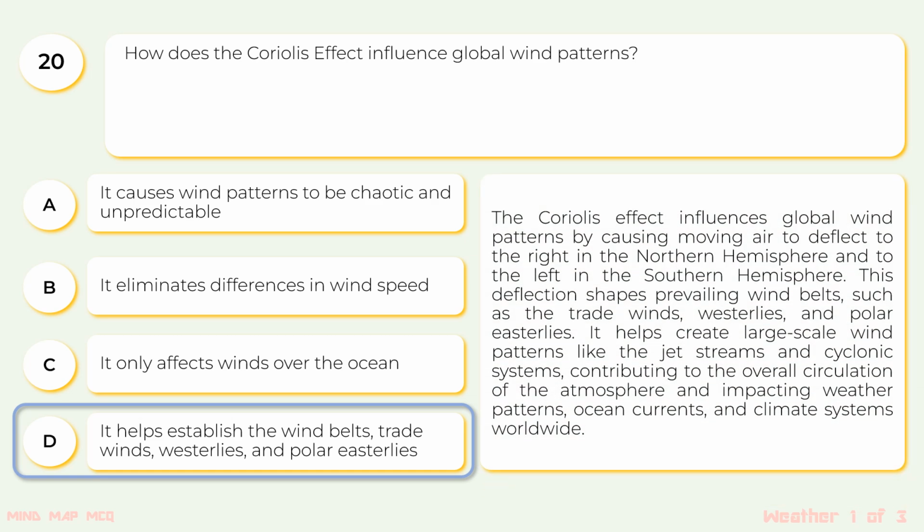The Coriolis effect influences global wind patterns by causing moving air to deflect to the right in the northern hemisphere and to the left in the southern hemisphere. This deflection shapes prevailing wind belts such as the trade winds, westerlies and polar easterlies. It helps create large-scale wind patterns like the jet stream and cyclonic systems, contributing to the overall circulation of the atmosphere and impacting weather patterns, ocean currents and climate systems worldwide.